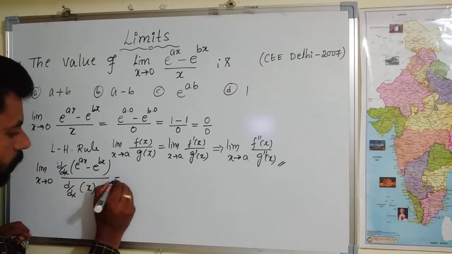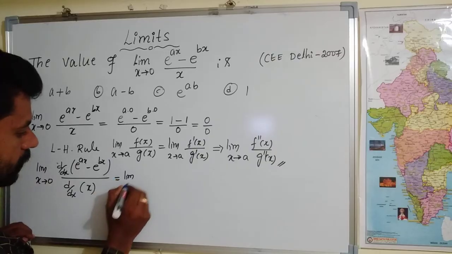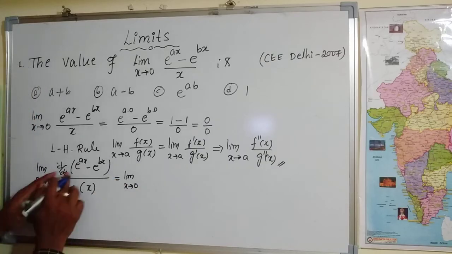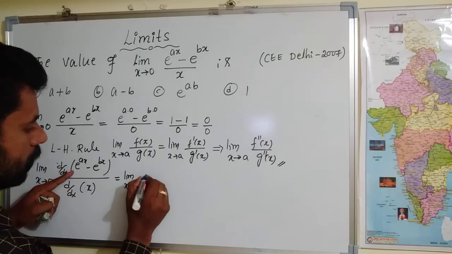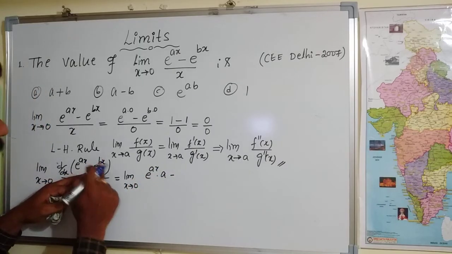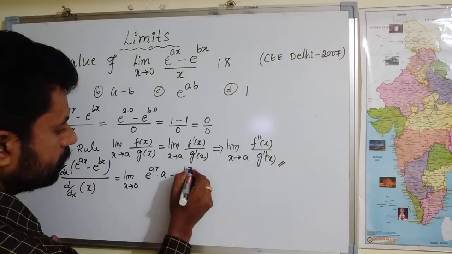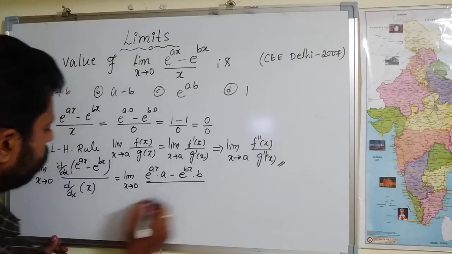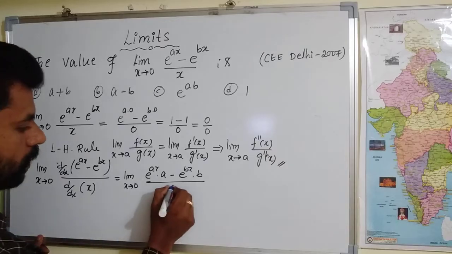Now simplify the derivative of this result. We get limit x tends to 0, derivative of e to the power ax is e to the power ax into a, minus derivative of e to the power bx is e to the power bx into b, whole divided by derivative of x, which is 1.